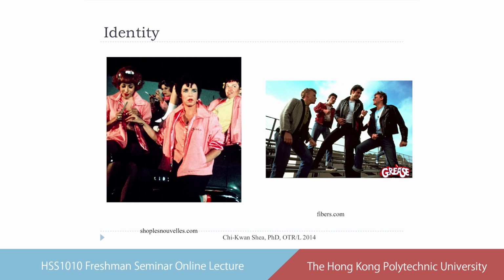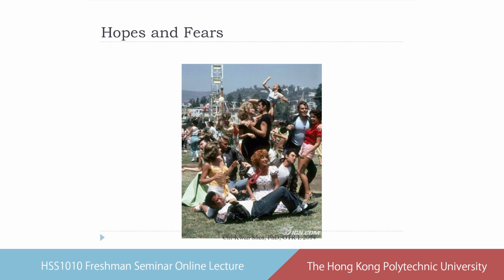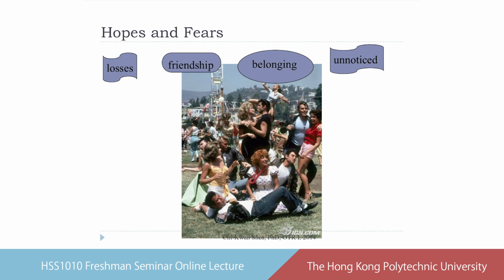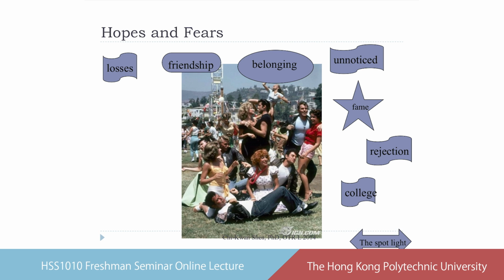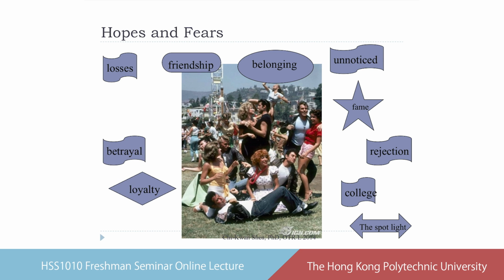Having an identity and a sense of belonging is just as important, as you can remember the Pink Ladies and the T-Birds. So ultimately, adolescents often possess hopes and fears, like the loss, the friendship, the sense of belonging they want. They're afraid not to be noticed. They're the ones afraid of rejection, thinking about college, wanting to be in the spotlight. How about loyalty? And afraid of betrayal, and craving love, and afraid of bullying, and ultimately wanting to reach adulthood. That's what we will further explore.